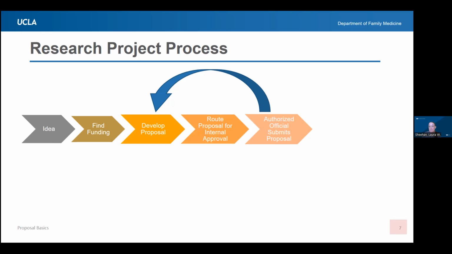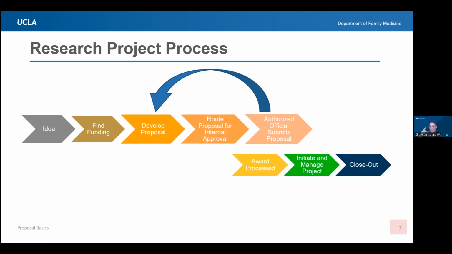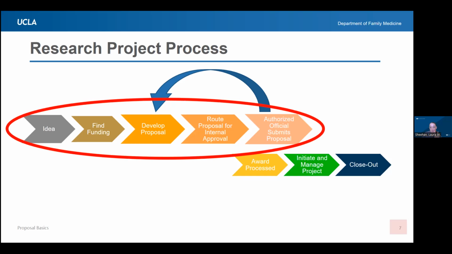Let's assume the next time you do it, you get awarded the project. They're going to send a contract to your institution. It gets signed off again by an authorized official. The award is processed. You actually do the work, and then it gets closed out. For the purposes of this talk, we're going to be focusing on this section here, the proposal part.